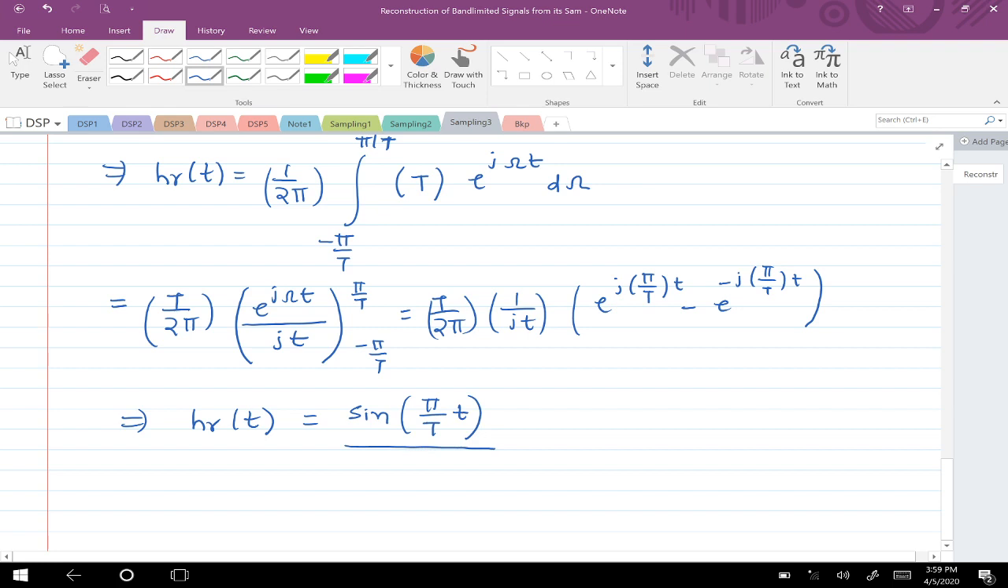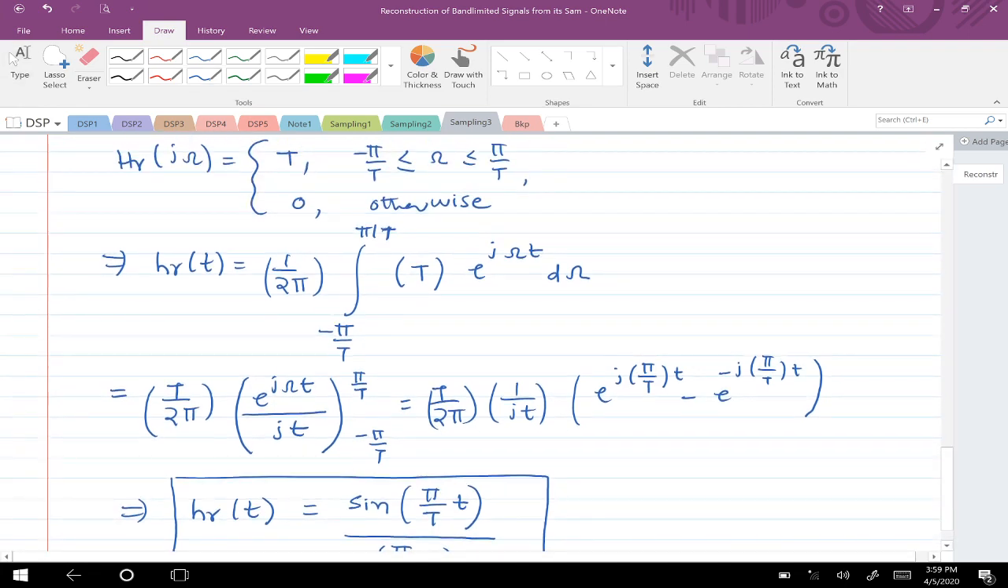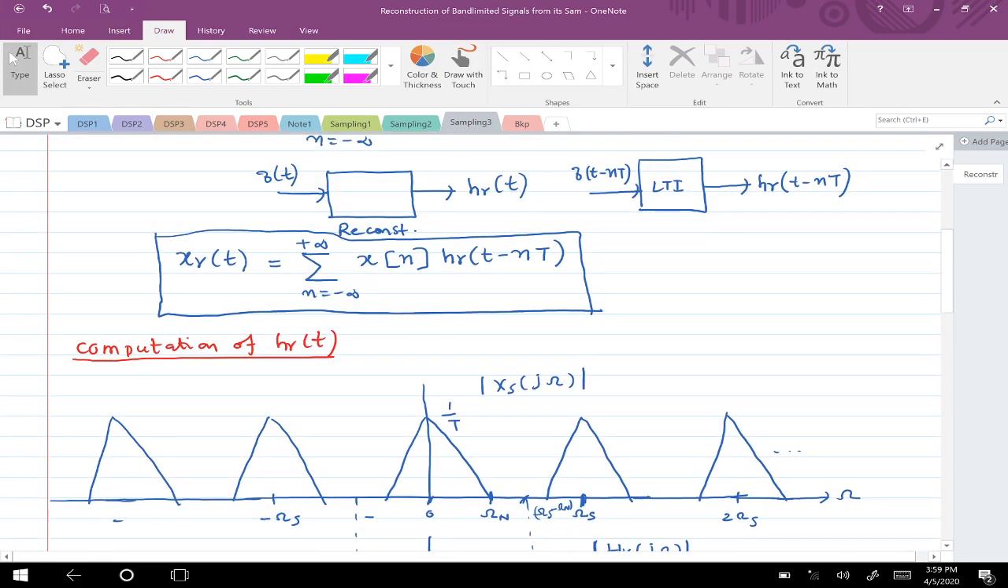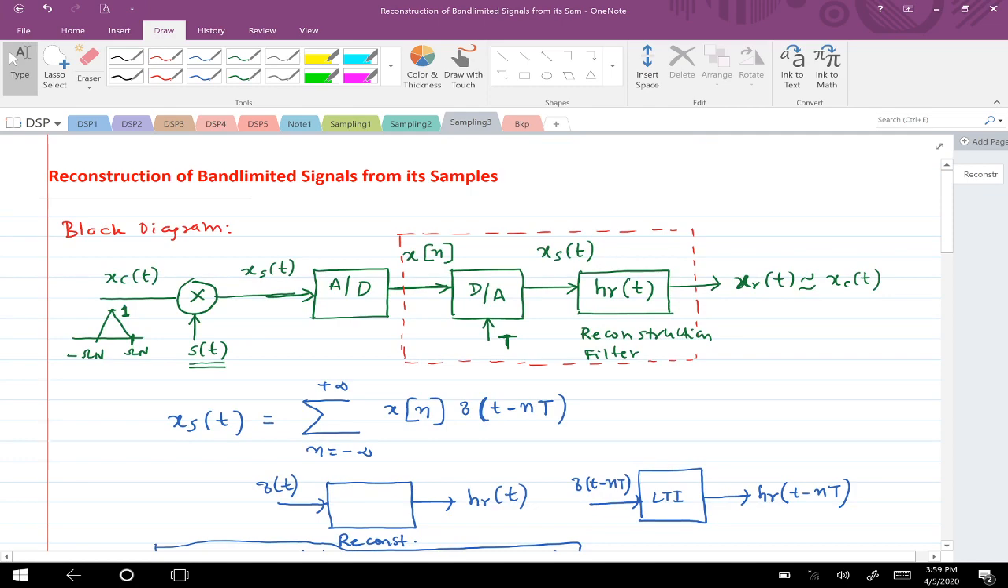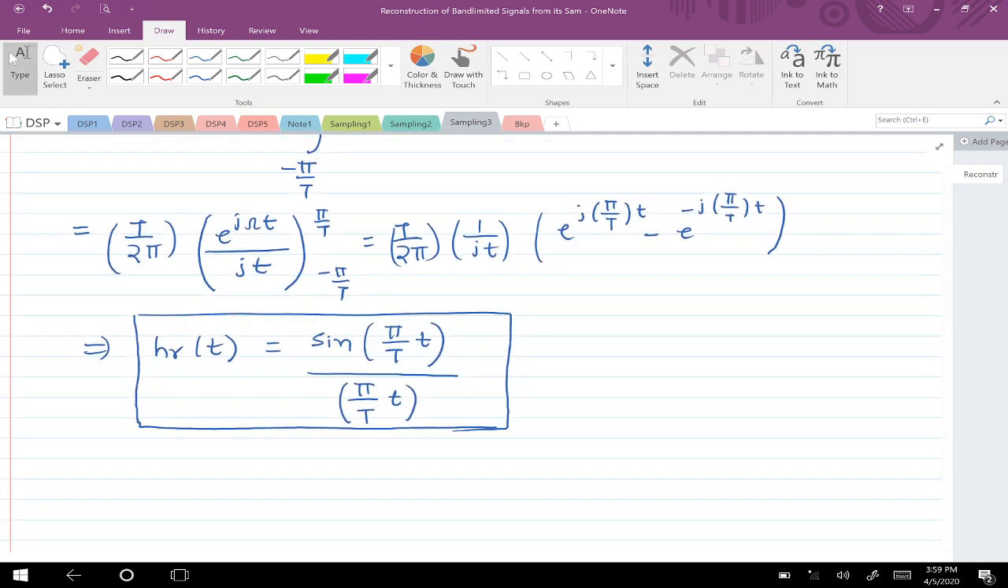divided by, let me bring that denominator into the denominator of the denominator, that would give me pi by T times t. You already know this function. In fact, you already studied this rect sinc in detail earlier in your signals and systems course. Okay, this is how it is. So that's the reconstruction function or reconstruction impulse response. You use the sinc function here in order to get back your xc of t. That's the hr of t.